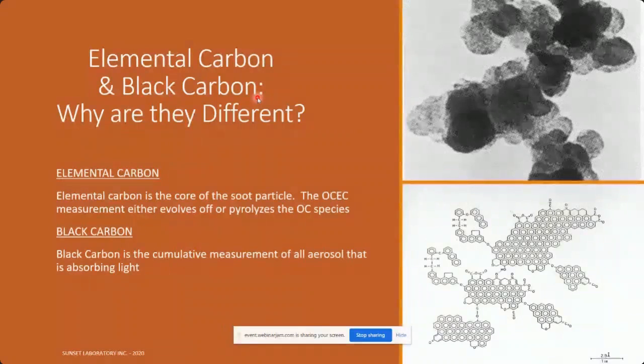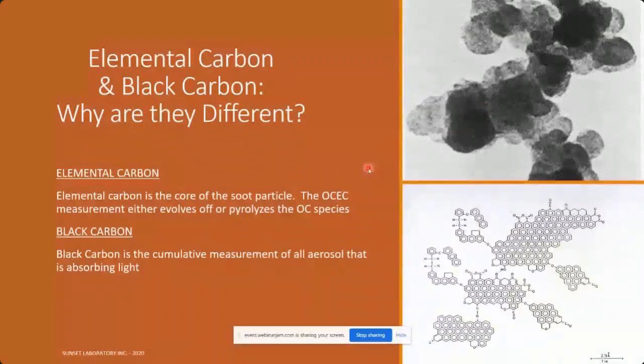Just remember that elemental carbon is the core of the soot particle. The OCEC measurement either evolves off or pyrolyzes the OC species that might be surrounding this core. Black carbon is the cumulative measurement of all the aerosol that might be absorbing light.